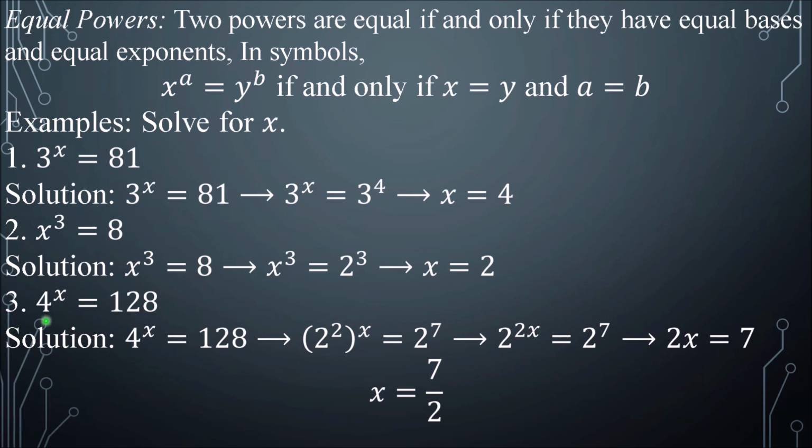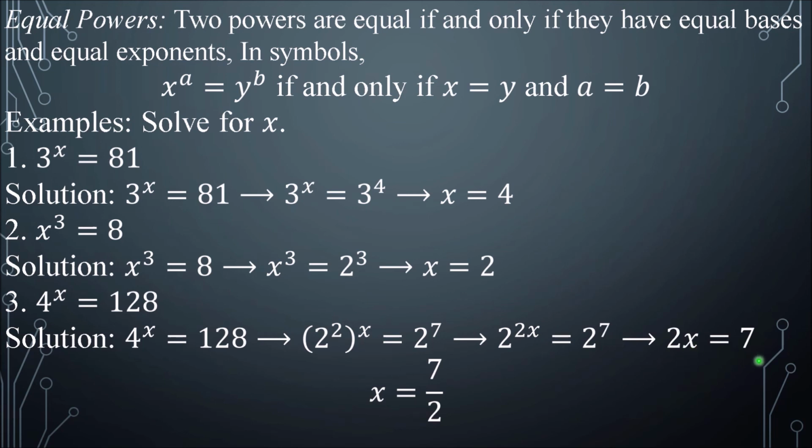Let's have number 3. 4 raised to x is equal to 128. 4 raised to x can be turned into 2 squared raised to x. And 128 is equal to 2 raised to 7. Now, as you can see, the bases are the same, 2 and 2. We will simplify this to 2 raised to 2x, because 2 times x is 2x. And we will focus on the exponents because the bases are already the same. So getting the exponents, we have 2x is equal to 7.